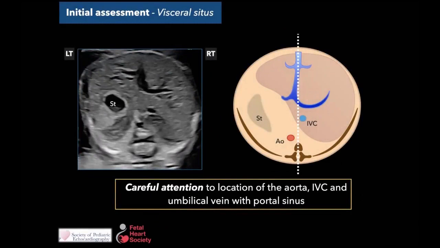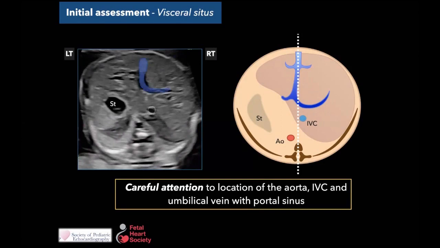Here you can see that the stomach is imaged on the left side of the abdomen. Here we're also able to appreciate the portal sinus with an L shape to the right. And if you notice, you see the descending aorta is posterior to the left and the IVC anterior to the right. So very careful attention to these specific structures, as any displacement or abnormal location may be suspicious for heterotaxy.